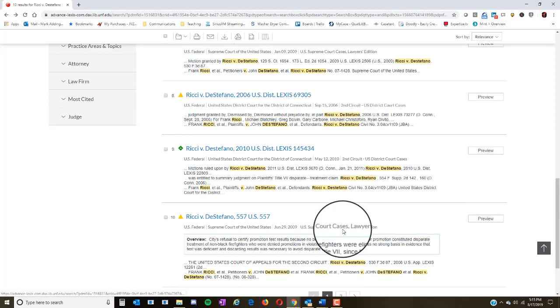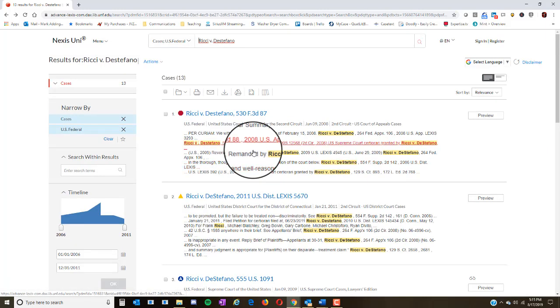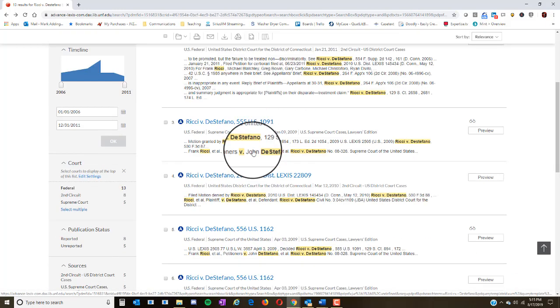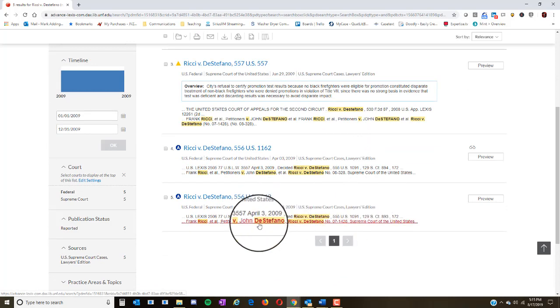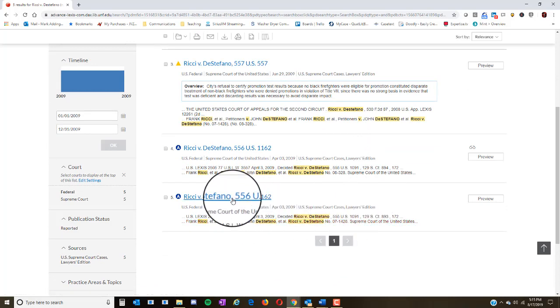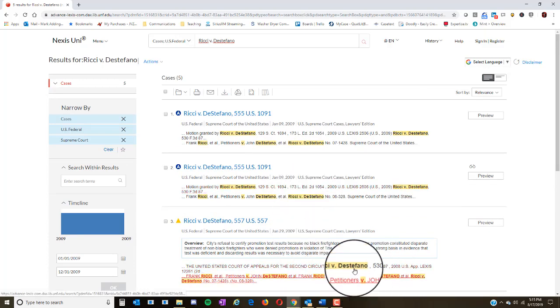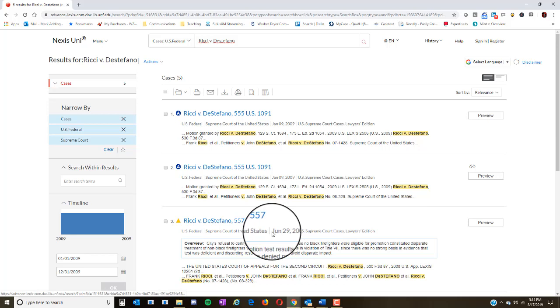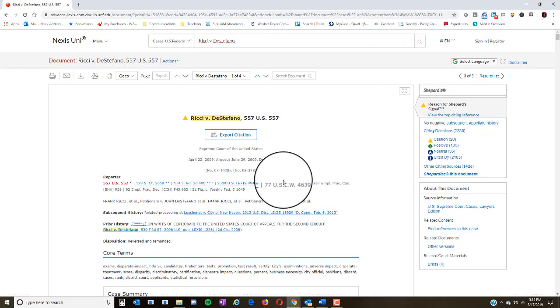And if we narrow it to just the Supreme Court cases, then real quickly, this one here on April 3rd, I think, is probably the last one. June. Okay, but that was, yeah. So this particular case is the one that we're talking about.